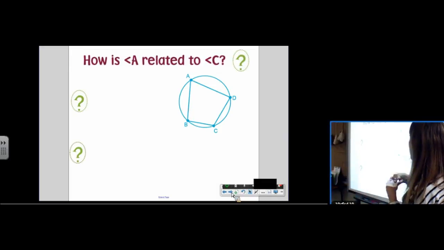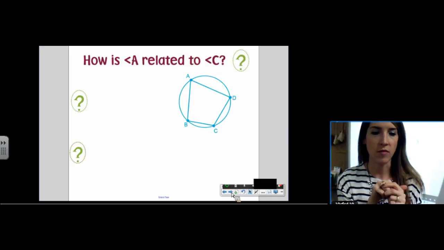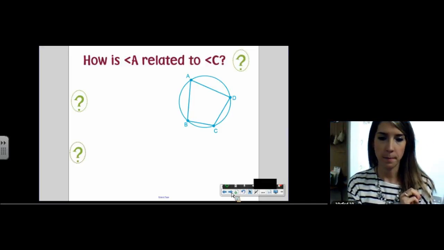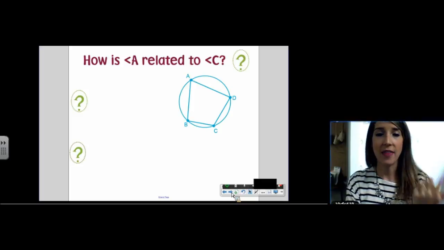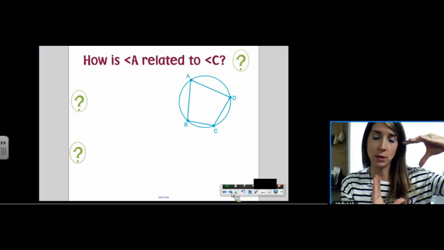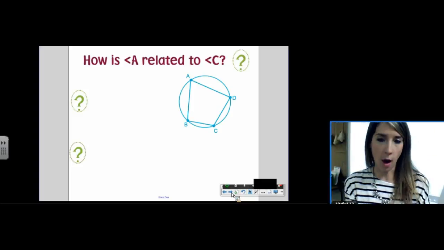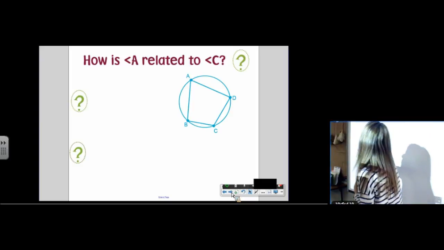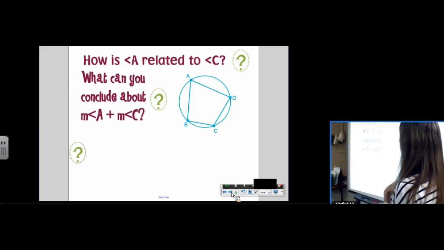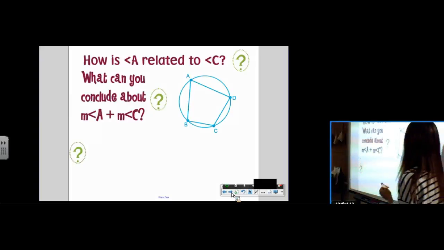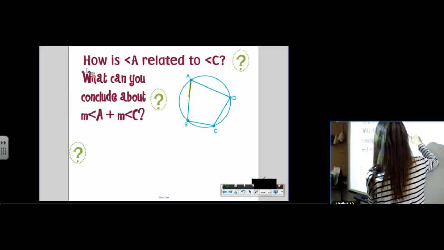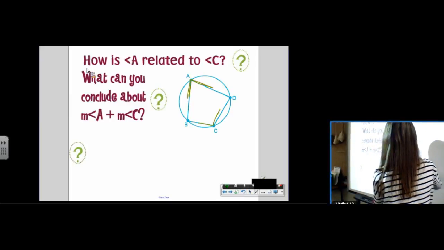How is angle A related to angle C? Use a describing word. Opposite. Yeah, they're both inscribed angles, but how are they related to each other? A and C are opposite angles. Okay. What can you conclude about the measure of angle A plus the measure of angle C?